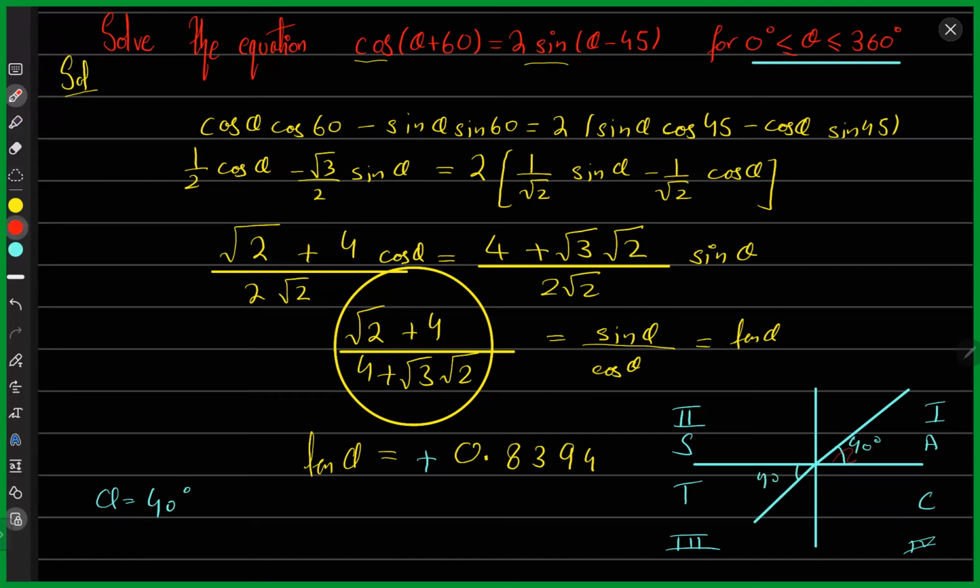And the angle is going to be all the way from here to here, and it would be theta equals 180 plus 40, that is 220 degrees. So this is going to be the answer.